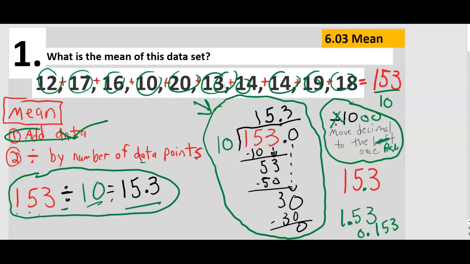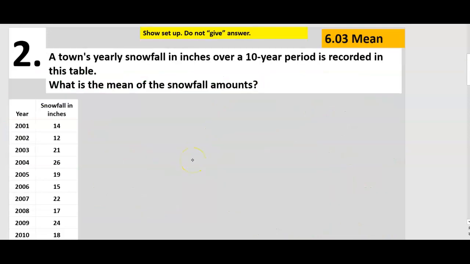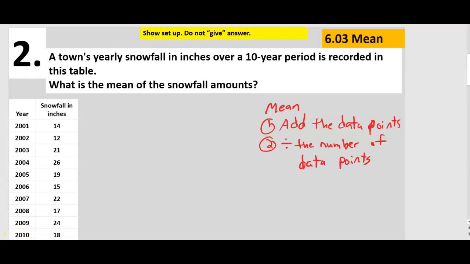Okay, enough. Okay, find the mean. Find the mean. Am I being mean? Because you should know the 2 steps to find the mean. What are they? Step 1, add the data points. Step 2, divide by the number of data points.